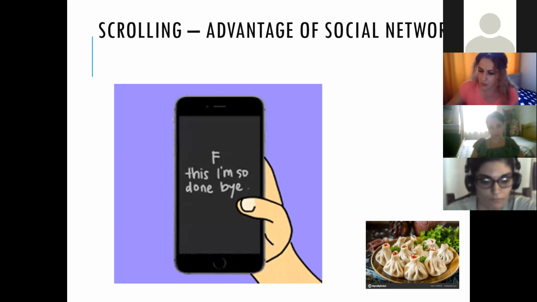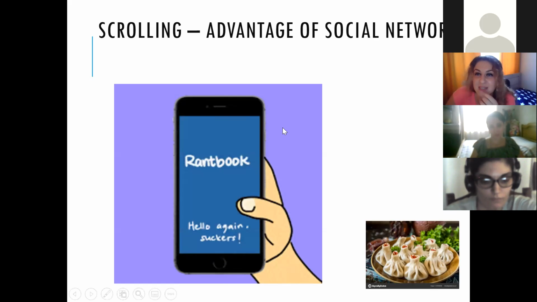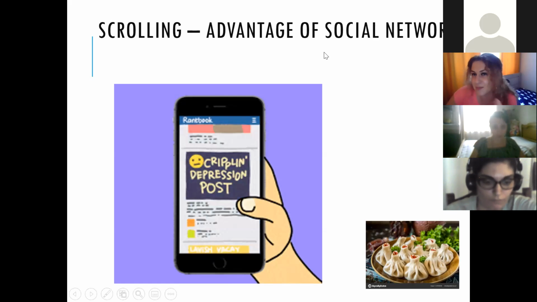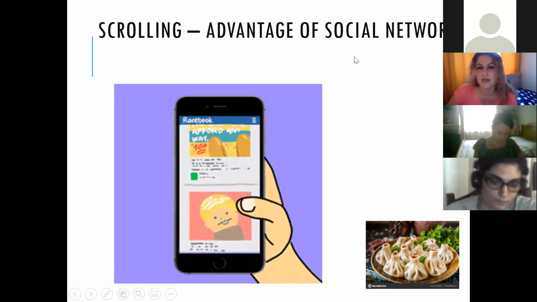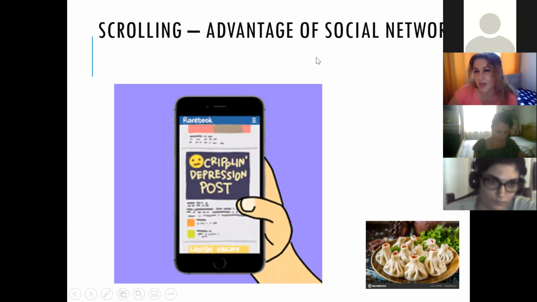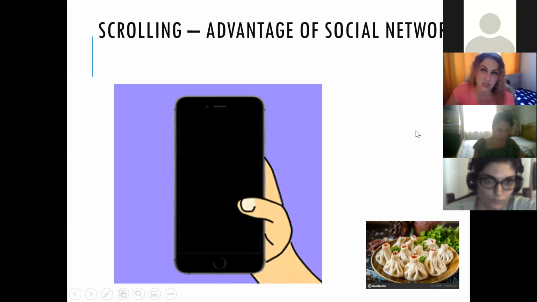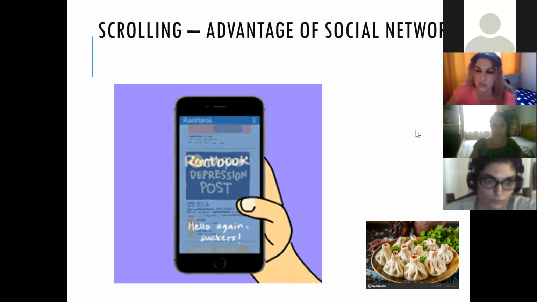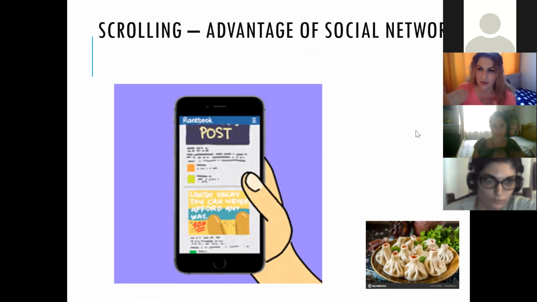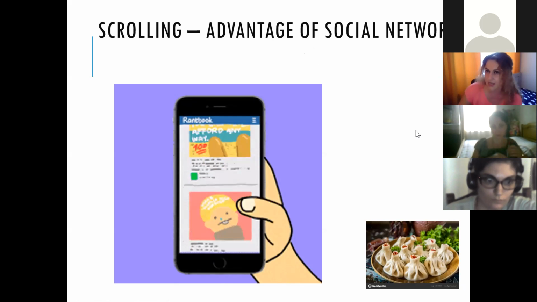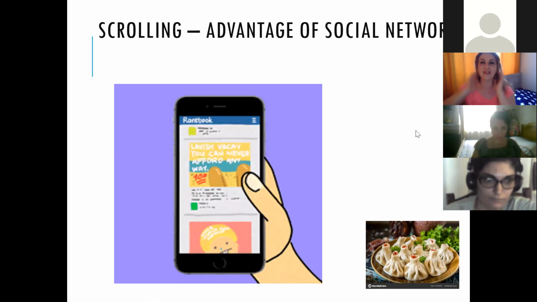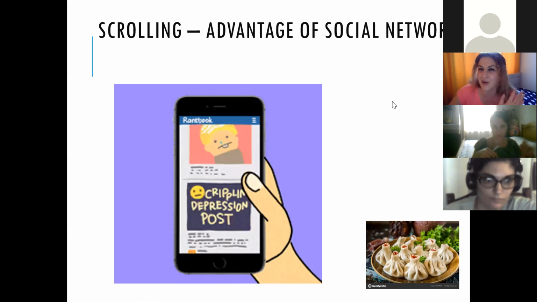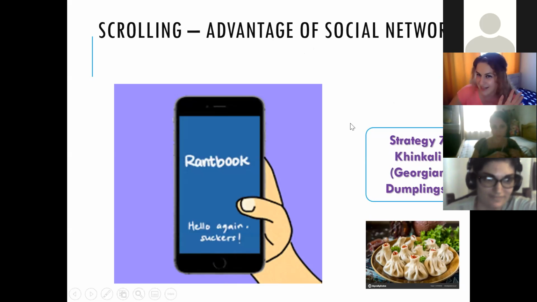Well, when we practice this activity with our students, it also helps develop speaking skills, thinking skills for sure. We can also develop new vocabulary. We can do this activity in groups of 4 or 2, and they can discuss their Facebook page, what happens there, and share information, etc. So I think this is a good strategy, which I called Hinkali, Georgian dumpling.